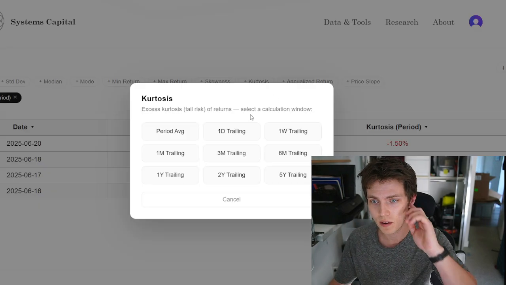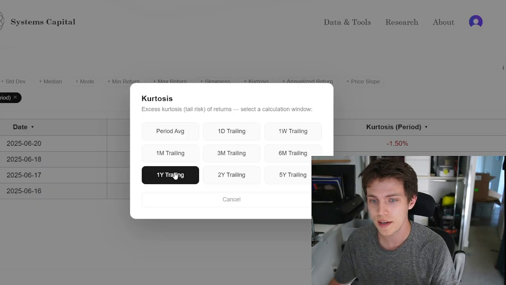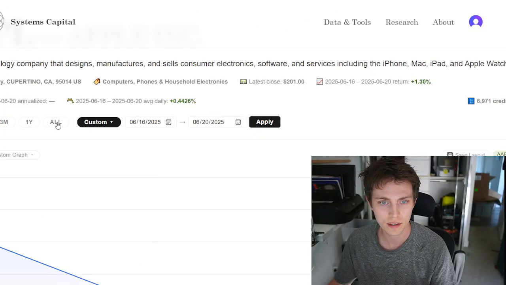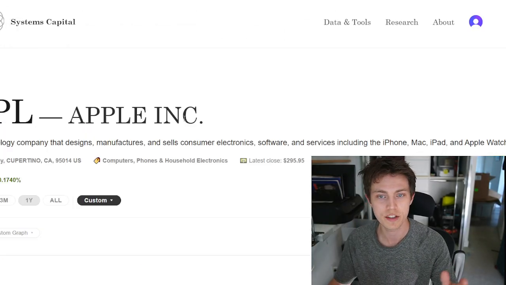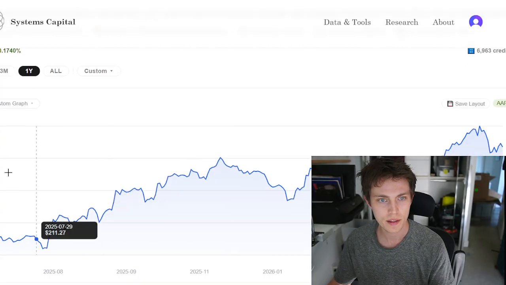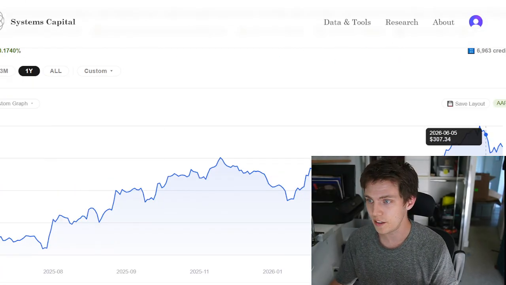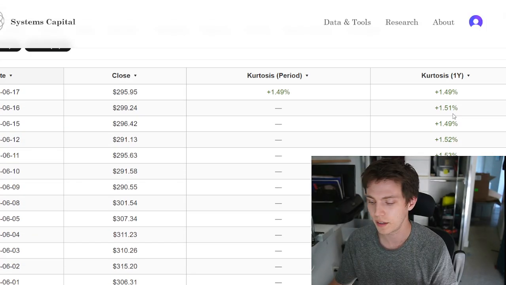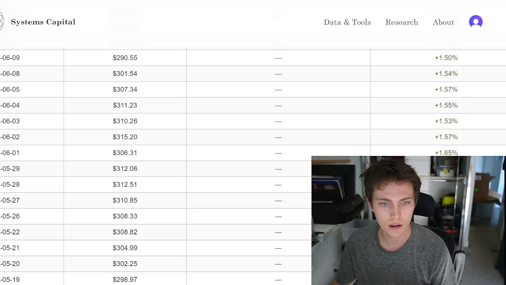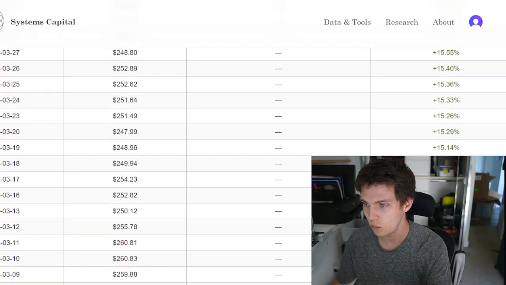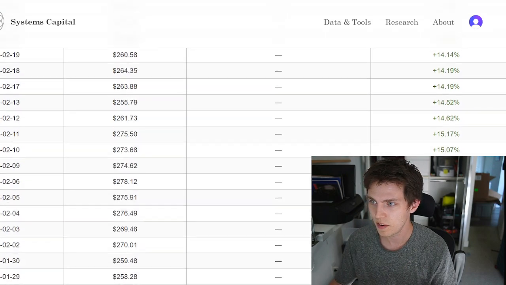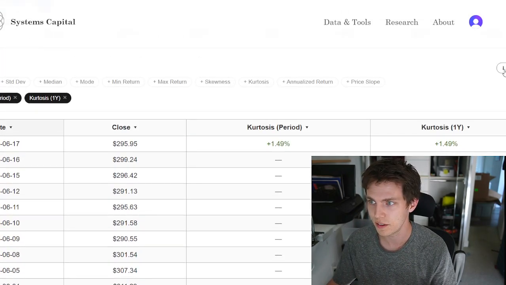Let's look at what the 1 year trailing kurtosis looks like, and instead of just this week, let's look at the previous year. So from today, this is the price. And this is the kurtosis, the 1 year trailing kurtosis every day over the past year. You look at this and it's a big old table, and you've got the data there, so that's good. You can download it as a CSV, and that's nice.